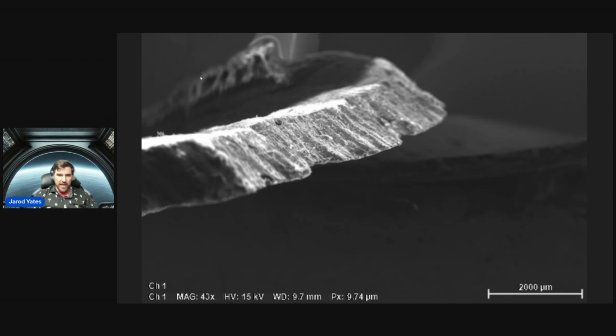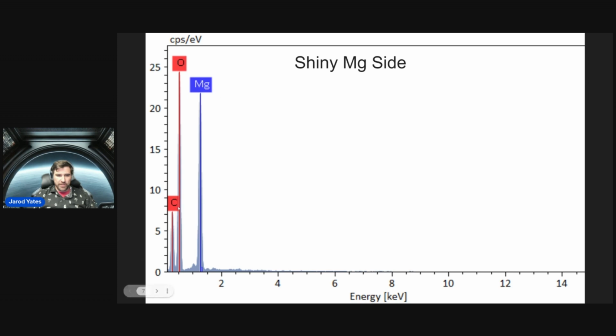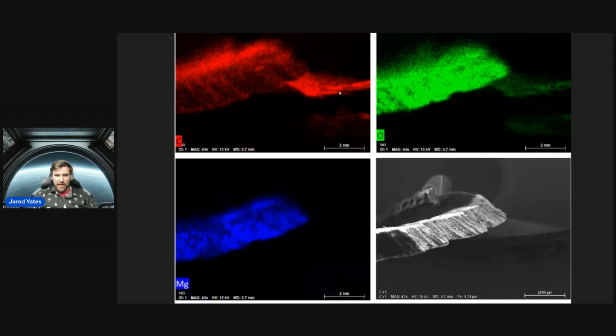So for reference, here's that glue spot here at the back. We're looking at the edge-on skinny tip here. You can see some of that layering that's going on the side of this sample. Here is the elemental composition of that image I just showed you. We have carbon over here in red.